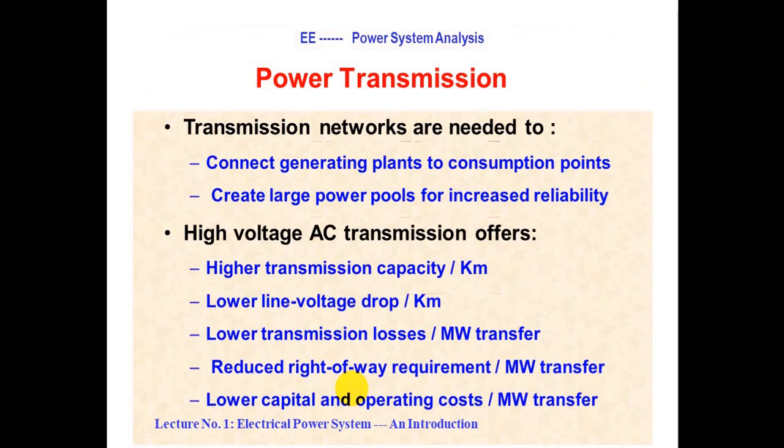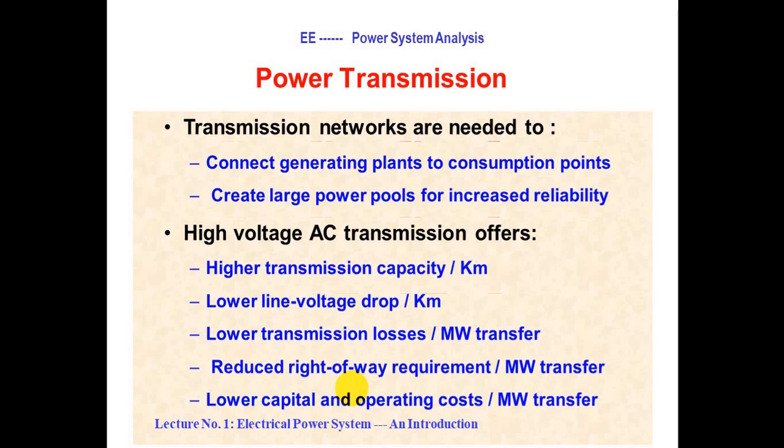transmission lines, and the transmission networks are needed to connect generating plants to consumption points, and they create large power pools for increased reliability. Okay, then high voltage AC transmission, which is normally used for power transmission, offers high transmission capacity per kilometer, lower line voltage drop per kilometer, low transmission losses, reduced right-of-way requirement, lower capital and operating costs per megawatt transfer. So these are the main advantages of using high voltage AC transmission.